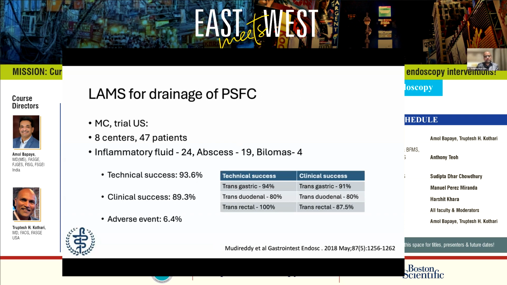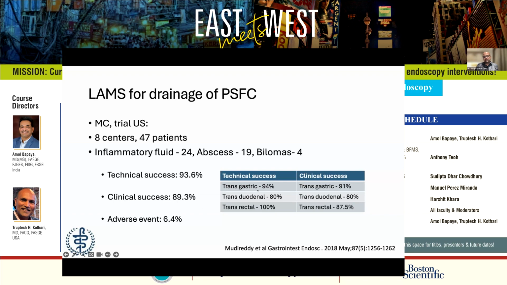This is the only trial study which looked at LAMS for drainage of post-operative, post-surgery fluid collections. This is a multi-center study from the US, 8 centers, 47 patients, predominantly inflammatory fluid and abscesses. This was predominantly pancreatic surgeries. Of course, there were other surgeries too, but most of the patients, 26 patients, were pancreatic surgeries. The technical success was 93%, clinical success 89%, adverse events 6%.